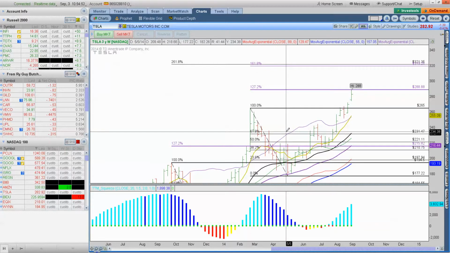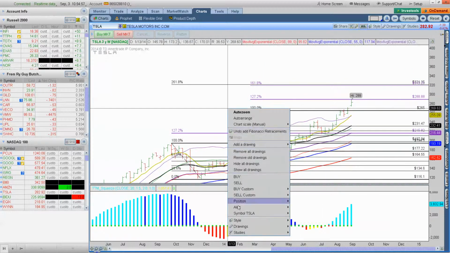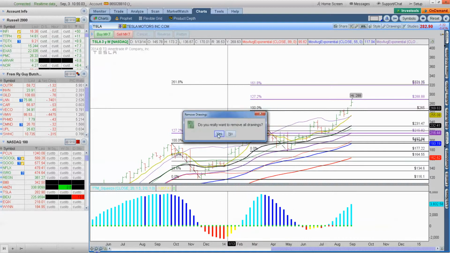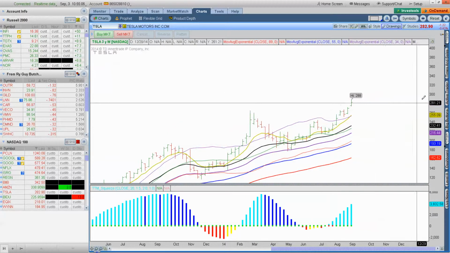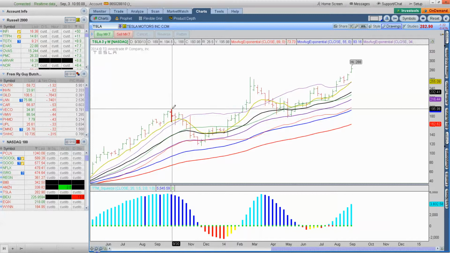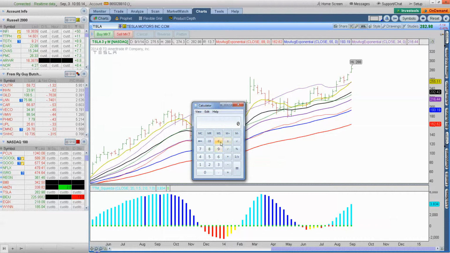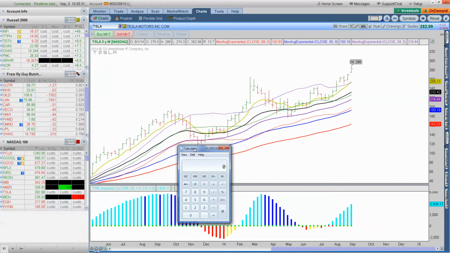However, whatever happens, there's going to be a violent pullback. And why do I say that? Sure, we'll remove all drawings. It's from this point, 195, 196 to 115. 196, 195, whatever, to 114 is 81. 81 divided by 196, 195, whatever it is, is 41%. So we had a 41% pullback from our high, boom, all the way down.